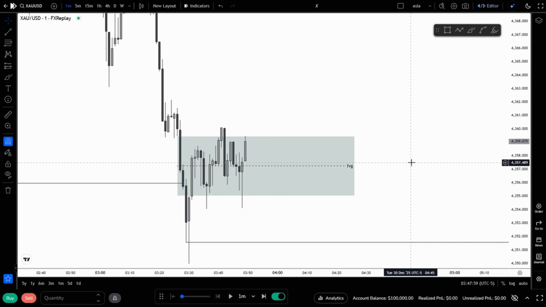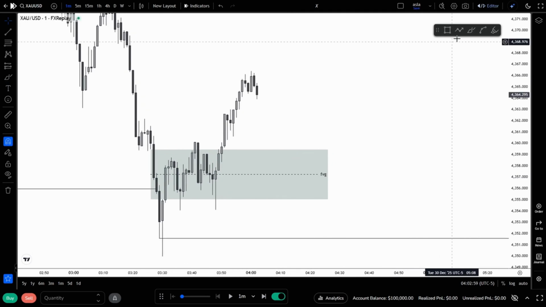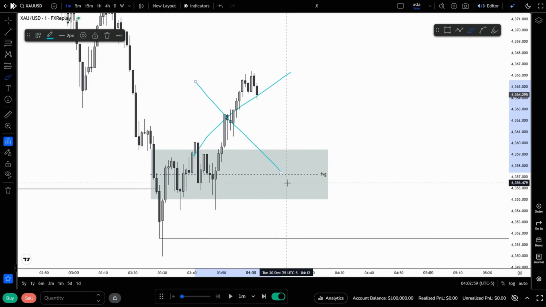This is where I personally avoid price. Even if price eventually moves higher from here, this is not meeting the requirements of my model. There is no sharp rejection. There is no strong displacement. There is no clear continuation structure forming. Instead, price is compressing and consolidating inside the imbalance.